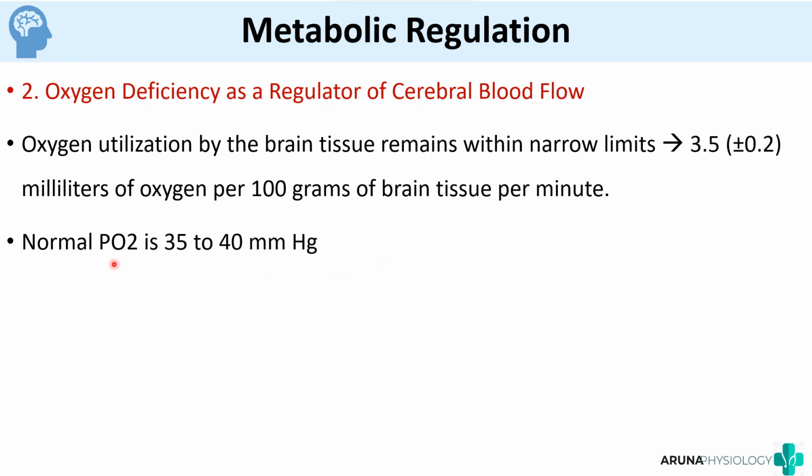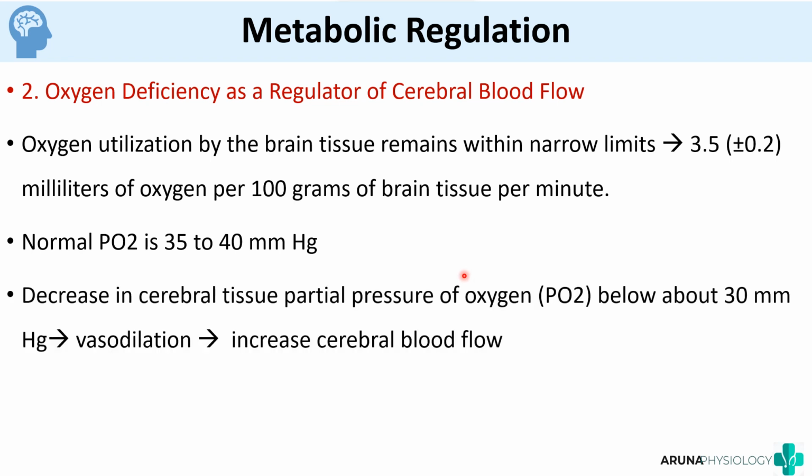So what will happen if this PO2 is less? Whenever there's a decrease in partial pressure of oxygen, it will cause vasodilation so that there can be an increase in the cerebral blood flow. So whenever there's a decrease in the cerebral tissue partial pressure of oxygen below 30, it can cause vasodilation, which will in turn increase the cerebral blood flow so that more oxygen can enter the brain tissue and thereby compensate for this oxygen deficiency. So that was the second point in metabolic regulation.